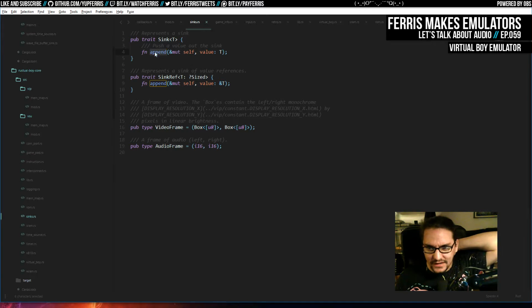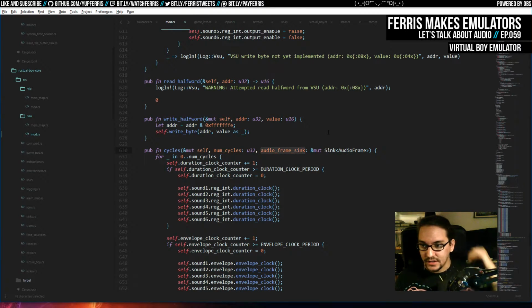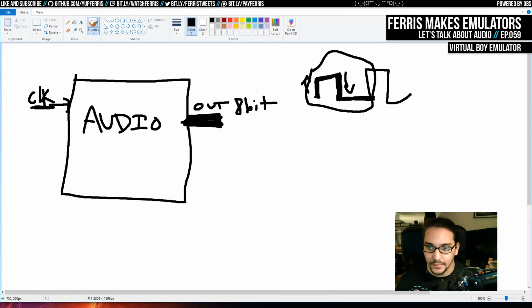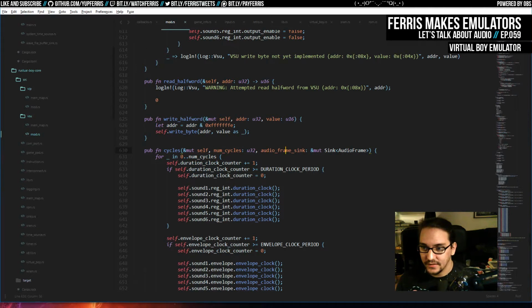I may refactor some of these details at some point, but this idea will still stand: you give the hardware unit a sink to put output stuff into, and then you tell it how much time has passed. So the idea here is that if enough time has passed that a new value would have been put on this bus, then it calls the append function on that sink.